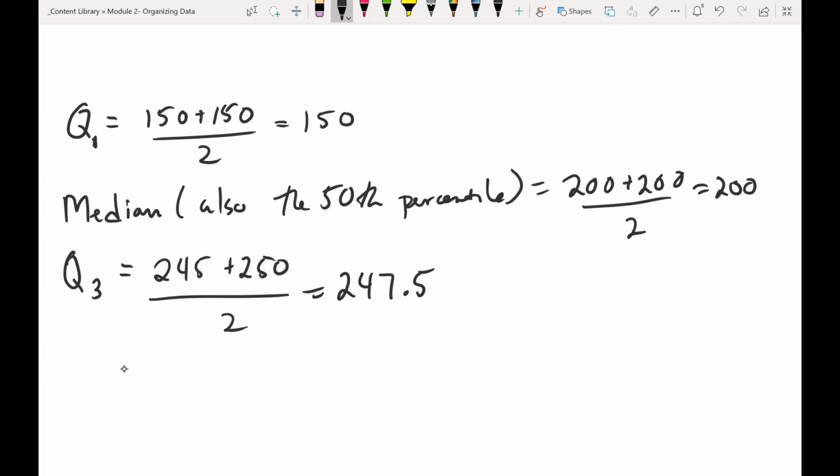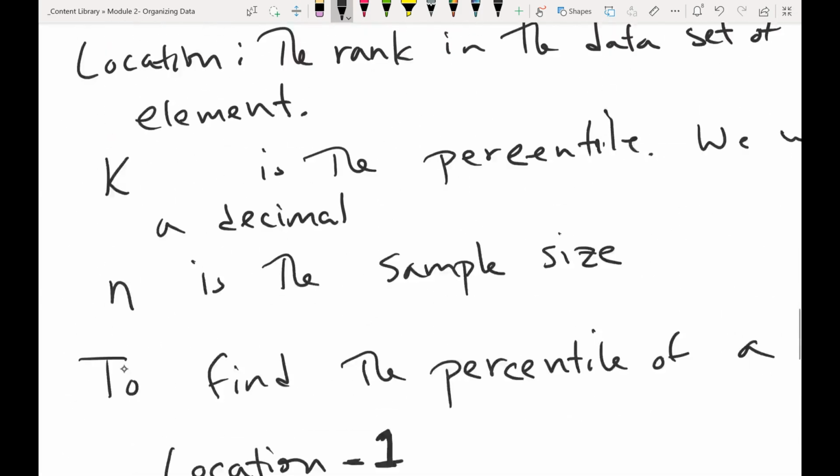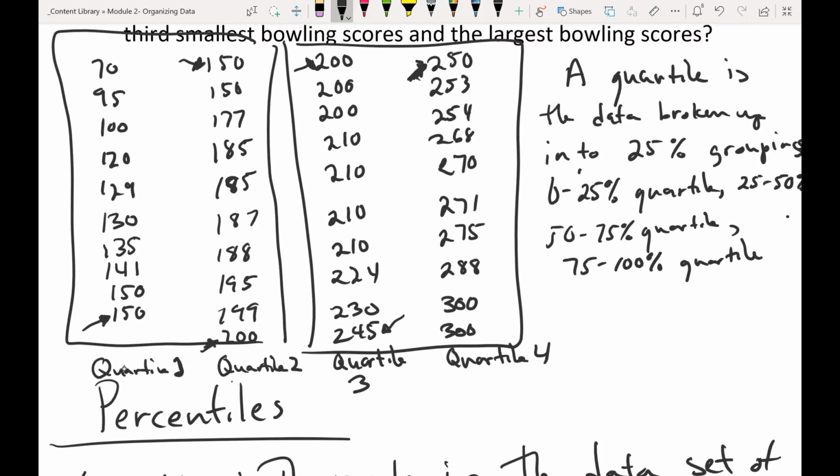There it is. What do you think? I took the bottom end of quartile 3, or rather the top end of quartile 3, the highest value in quartile 3, that 245, and the lowest end of quartile 4, and I averaged the two together to find the cutoff between them. 247.5 is right in the middle of those two numbers. That's the true concept of a percentile. The 75th percentile is bigger than 75% of the data. So 30 out of 40 data points are less than 247.5.